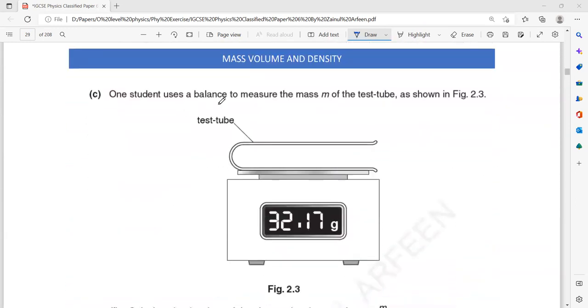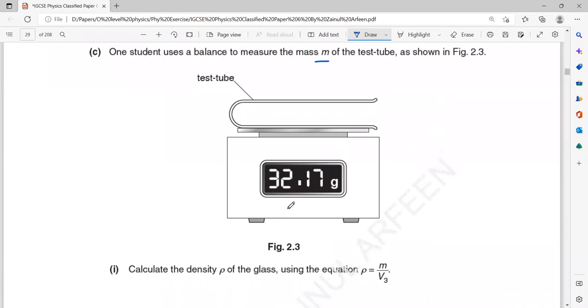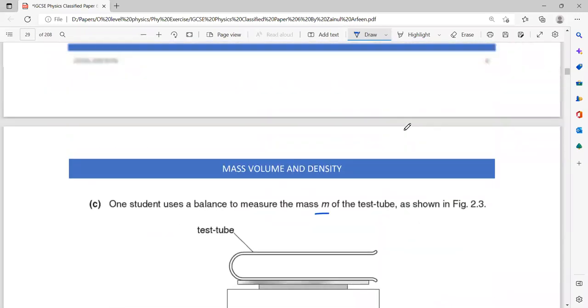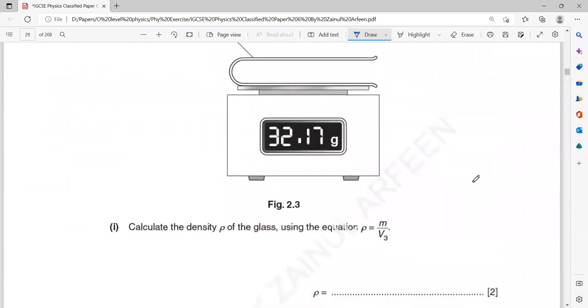The next one: a student uses a balance to measure the mass M of a test tube shown in figure 2.3. Calculate the density of the glass by using M divided by V3. So V3 is 18 and M is 32.17. What is the density? 32.17 divided by 18 is 1.78, but here it is of 2 marks. The units you also have to write. The unit of the mass is given in gram and the unit of the volume was centimeter cube, so it is gram per centimeter cube.